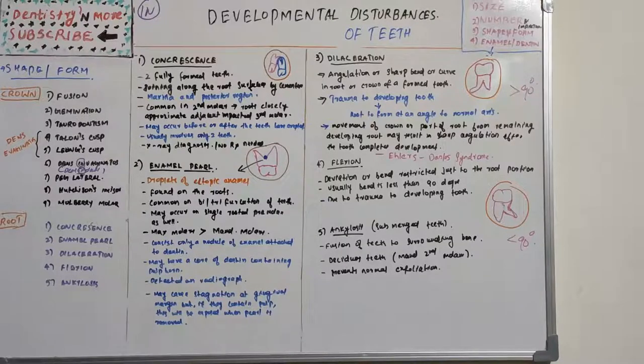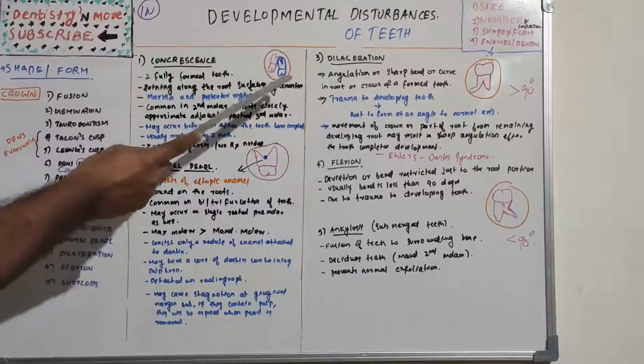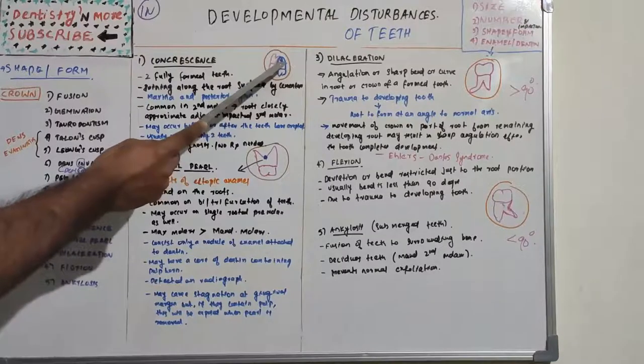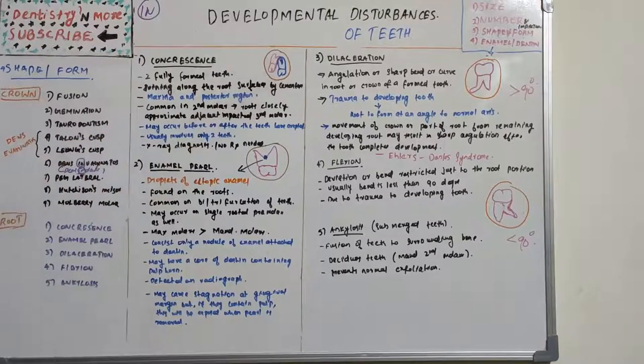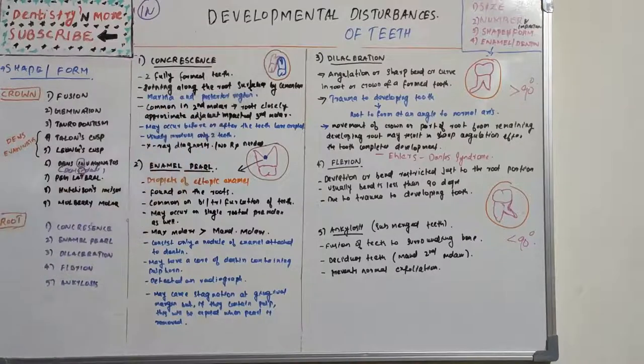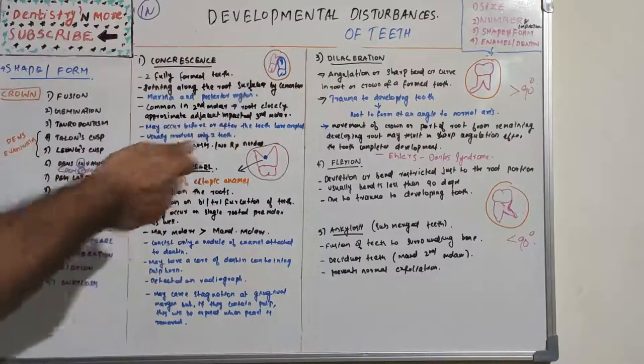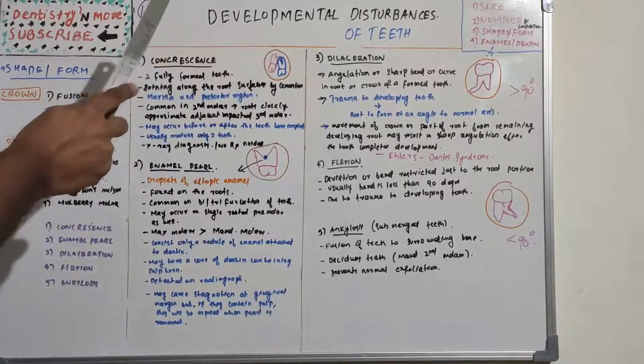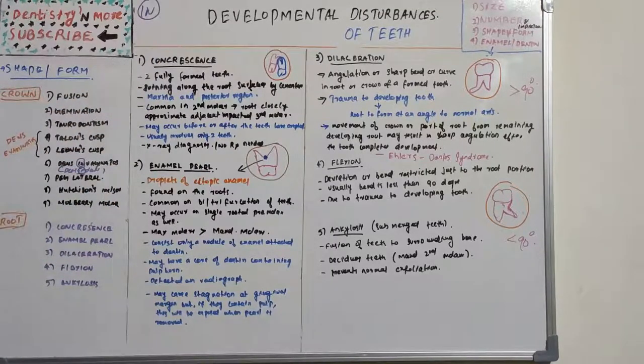Concrescence is when two fully formed teeth join at the root by cementum. So when two different teeth join at the root side by cementum, it is known as concrescence. It is only on the cemental side, it does not come into the coronal part, only the roots are joined, but the crowns are different. Most commonly it is seen in the maxilla and also in the posterior part compared to the anterior part.